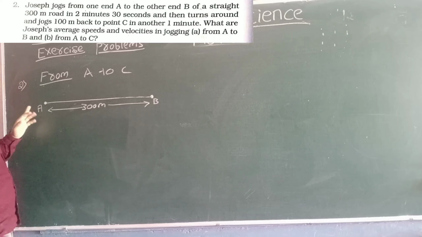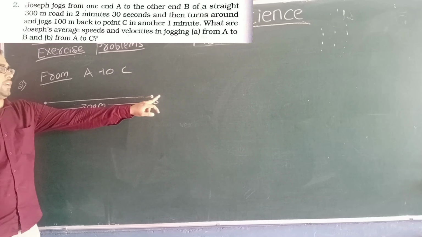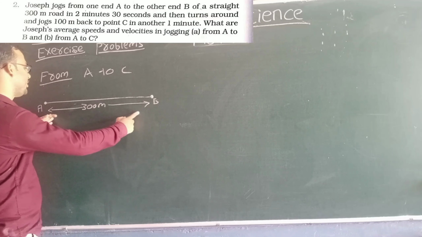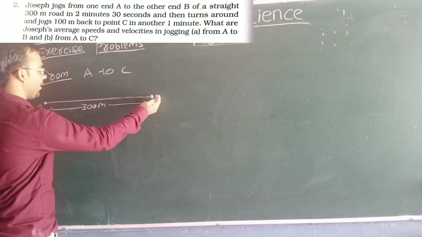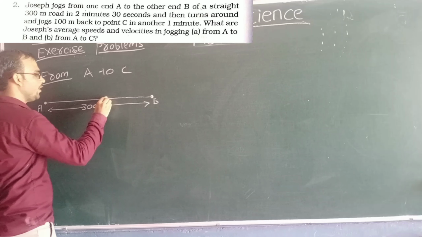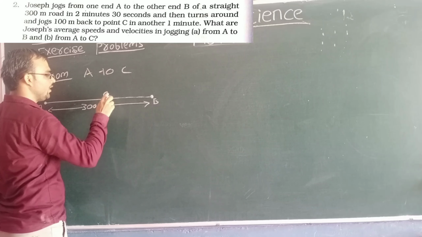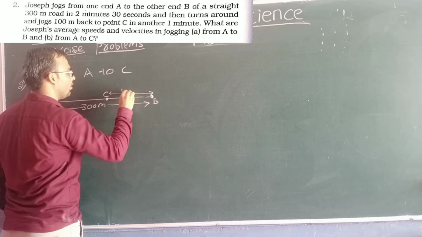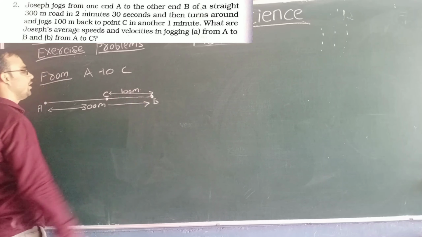He has started his jogging at A and reached at B. Now the distance between these 2 points is 300 meter. Again, after reaching at B, he jogs back and he will reach at a point C, which is 100 meter from B.